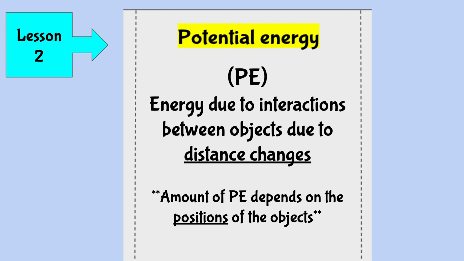Potential energy can be shortened to PE. Make sure you write that in. PE is how we abbreviate potential energy. Please make sure you're still listening for our keyword. It's coming up in a little bit. In your notes, we know that potential energy is the energy due to interactions between objects due to distance changes. Notice the distance between the ground and something raised up high changed. So the amount of potential energy, or PE, depends on the positions of those objects. Make sure you write these down in your notes.